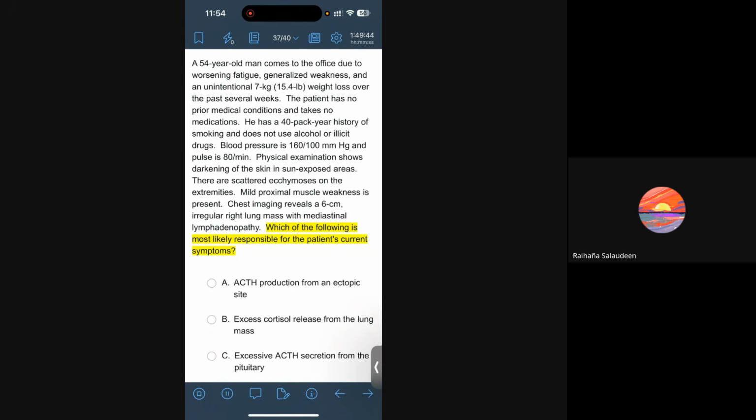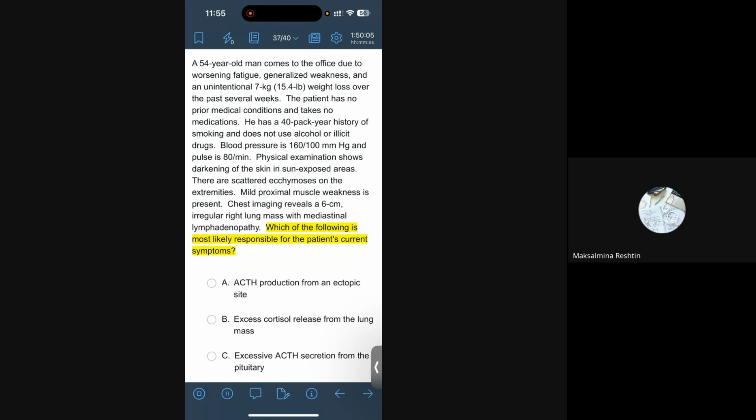Are these symptoms of high cortisol or low cortisol? High cortisol. Scattered ecchymosis on the extremity: high cortisol. The patient has proximal muscle weakness. The patient has skin fragility. There are scattered ecchymoses. The patient has fatigue. Also, we are sure that the patient has high cortisol and high ACTH.